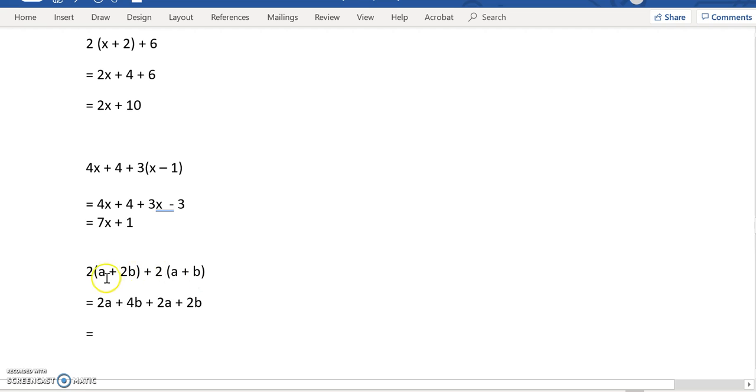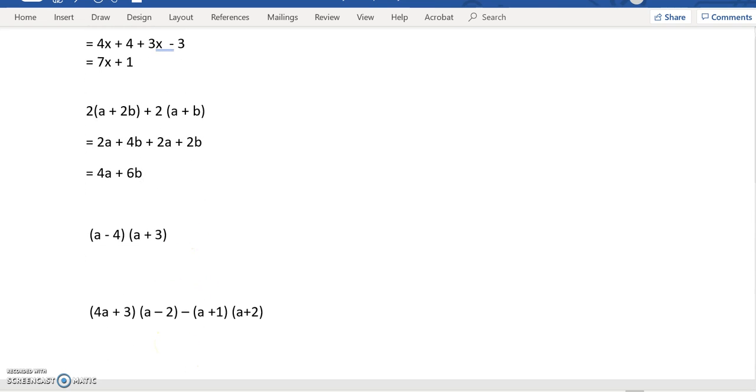And if we add these all together, we've got 2A and 2A, which is 4A, plus we've got 4B and 2B, which is 6B. So this expression here is the same as 4A plus 6B when we've expanded out the brackets and then put the like terms together.